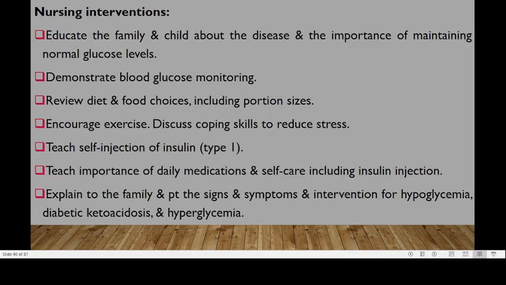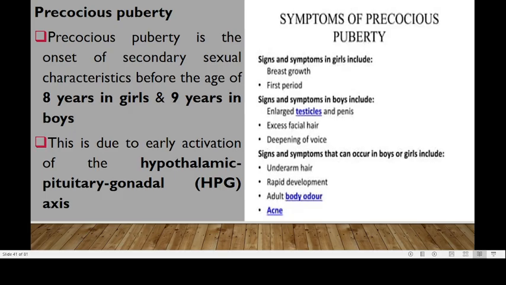Nursing interventions include educating the family and the child about the disease and the importance of maintaining the normal glucose level, demonstrating blood glucose monitoring, reviewing diet and food choices including portion sizes, encouraging exercise, discussing skills to reduce stress, teaching self-injection of insulin, especially in type 1, and teaching the importance of daily medications and self-care, including insulin injection, and explaining to the family and patients the signs and symptoms and interventions for hypoglycemia, diabetic ketoacidosis, and hyperglycemia.